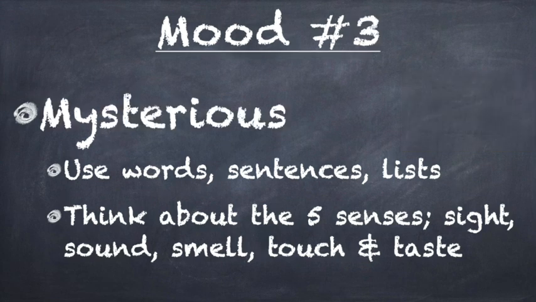All right, now we're going to do another one. This is mysterious. So again, using the words list, start brainstorming your senses. What visually would be mysterious? What sounds could be mysterious? All within the world that your story is going to operate in.